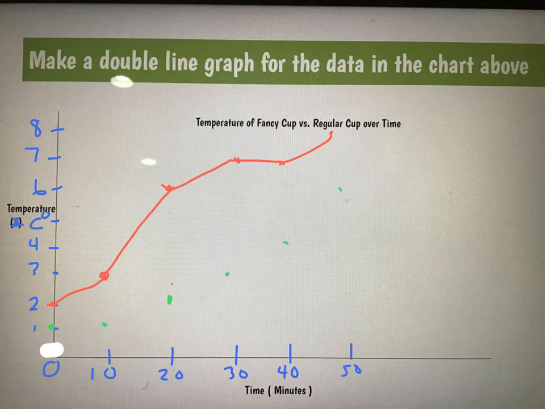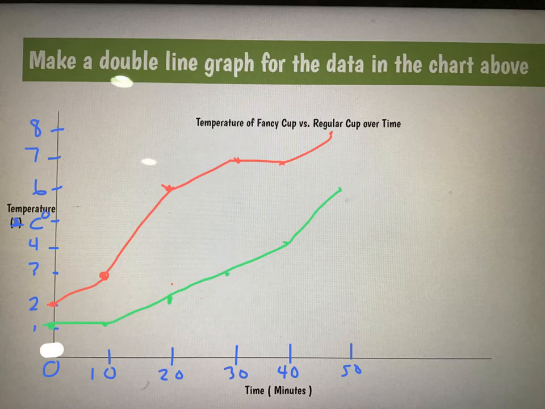So all I was doing is graphing my points. So I'm going to connect my points together after that. And so now I have a double line graph. I have my fancy cup represented by the red line, and I have my regular cup represented by the green line.